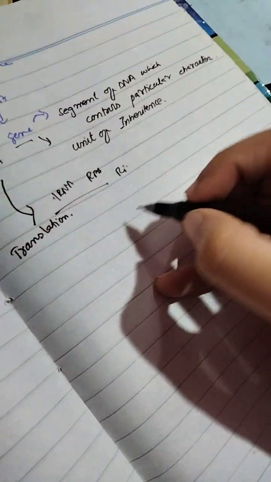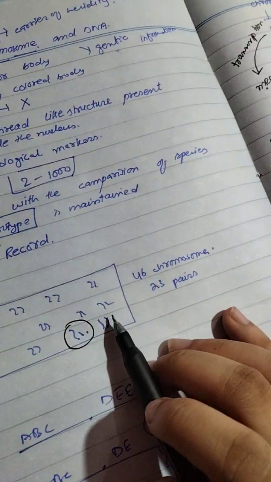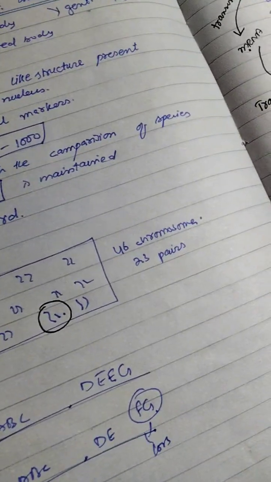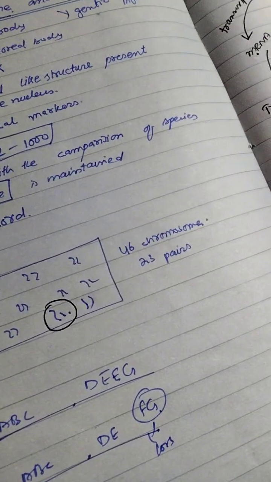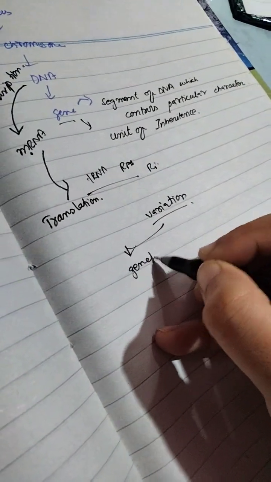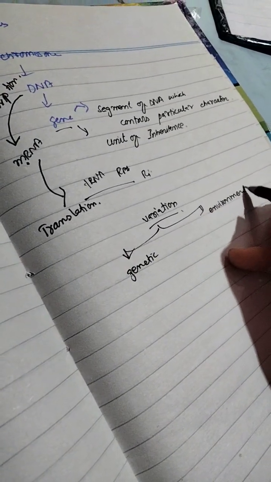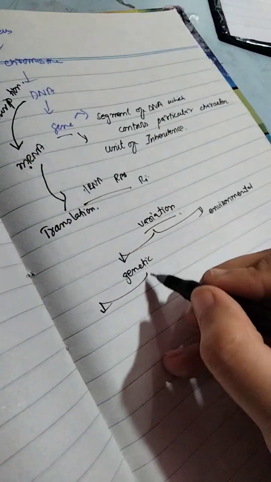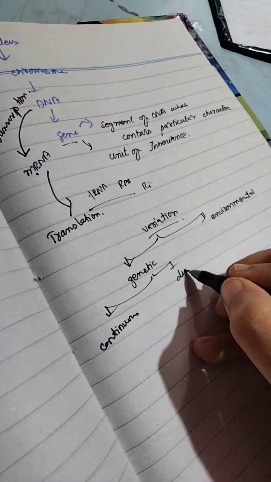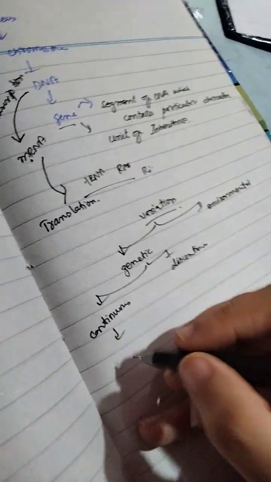Then we have types of variation as well. I talked about the variation which happens in a karyotype, where the comparison of species helps us maintain a particular record of the chromosomes. Now variation can be of two types: one genetic and the other environmental. In genetic we have two types, continuous and discontinuous.